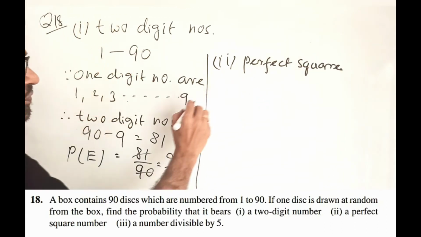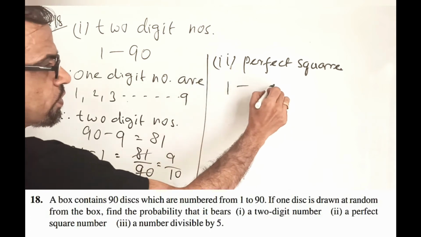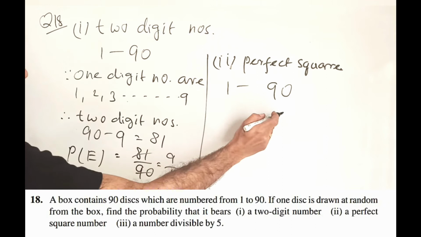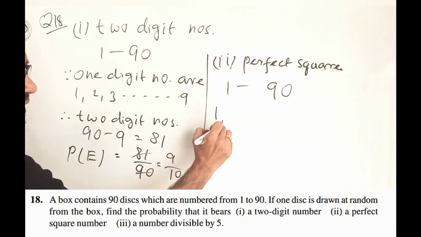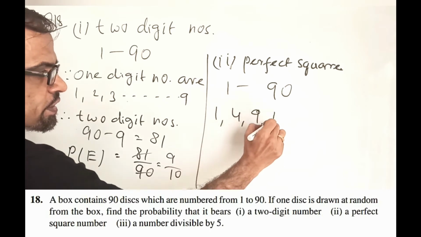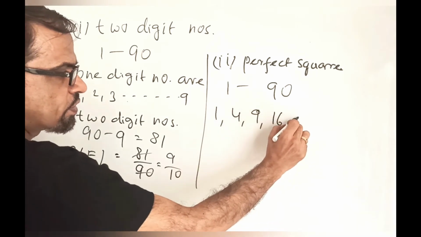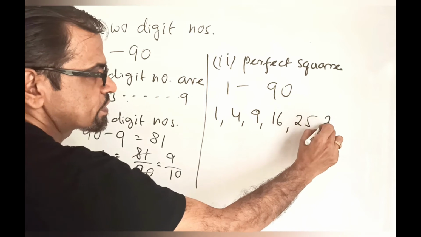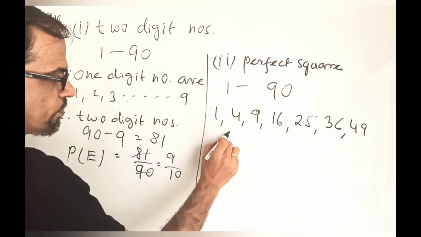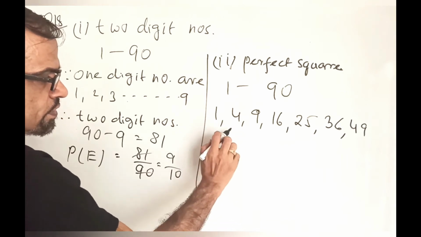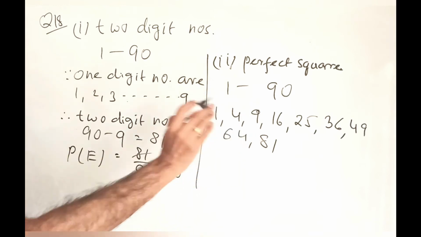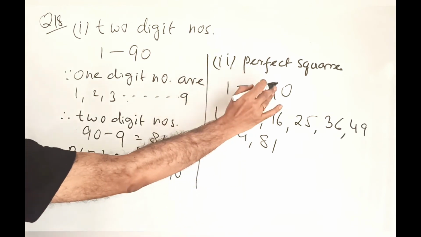Perfect square means among 1 to 90, we'll take the numbers 1 to 9. Square of 1 is 1, square of 2 is 4, square of 3 is 9, square of 4 is 16, square of 5 is 25, square of 6 is 36, square of 7 is 49, square of 8 is 64, and square of 9 is 81. So these are the perfect squares between 1 to 90.